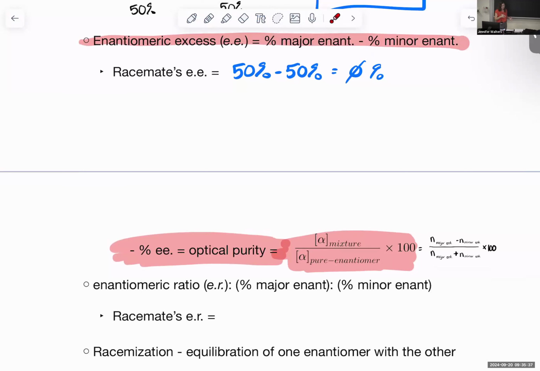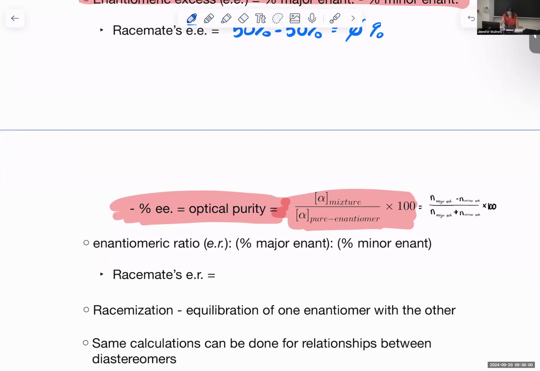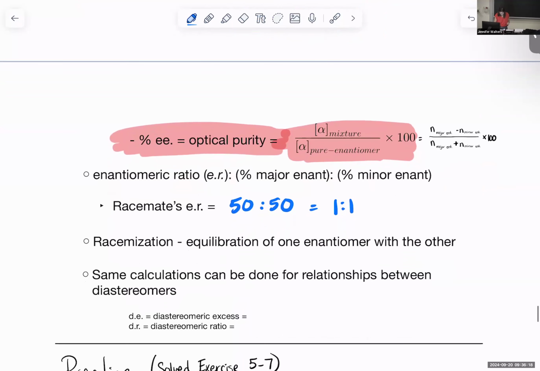Percent EE, personally, I find kind of confusing. My brain doesn't readily go from percent EE to telling me how much of each molecule I have. So I think enantiomeric ratio is more straightforward. That is the ratio of the percent of the major to the percent of the minor. It's just, what is the relationship? So my racemic ER is going to be 50% to 50%, which is 1 to 1. That tells me that for every 1 R, I get 1 S, and for every 1 S, I get 1 R. I think that's more straightforward personally, but you need to know how to do both.